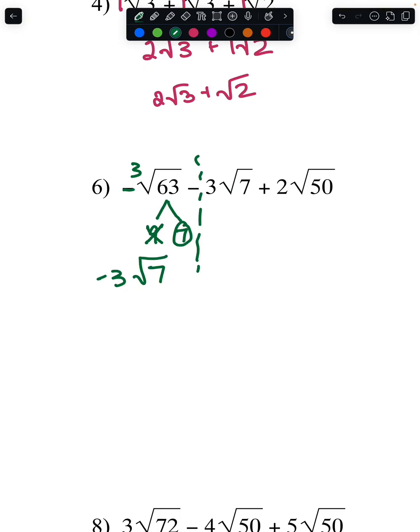Okay? And then we go here. I don't want to miss that negative there. Okay, now let's go ahead and break down the 7. Oh, we can't break down 7 because 7 is prime. So this still stays negative 3 square root 7. Okay?